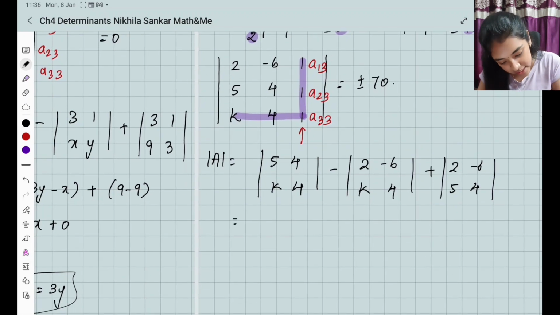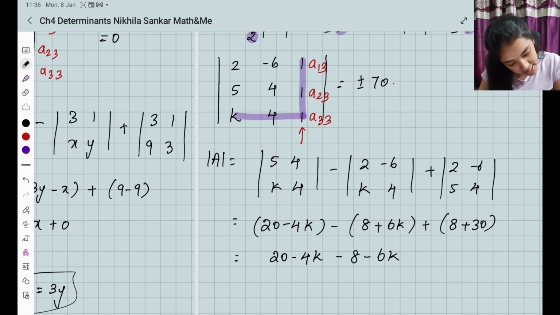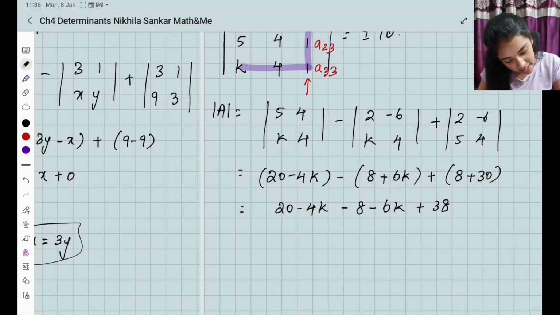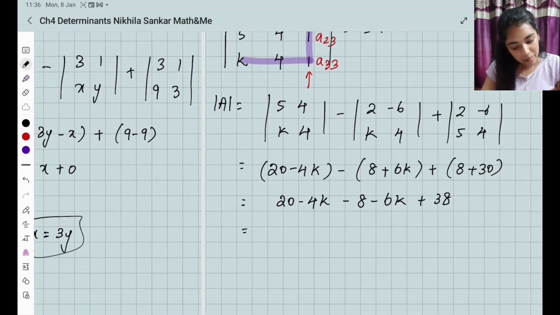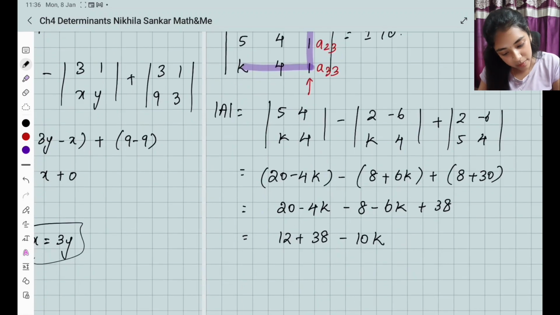So now what do we have? 5 4s are 20 minus 4k. This is the first term. Minus 4 2s are 8 minus of minus 6k, so plus 6k. Plus 4 2s are 8 minus of minus 30, so plus 30. Opening this up, it is 20 minus 4k minus 8 minus 6k plus 38. When I simplify this, 20 minus 8 is 12, 12 plus 38, and the k terms together give minus 10k. So this is nothing but plus or minus 70.